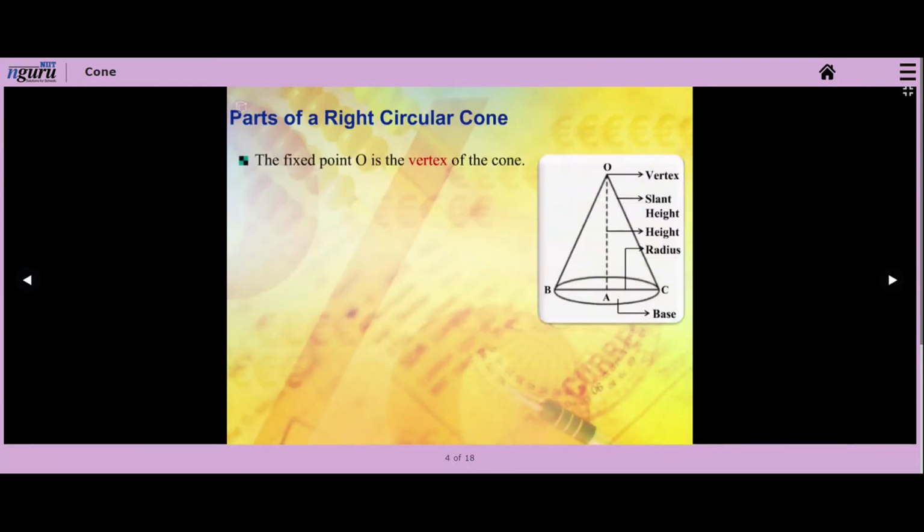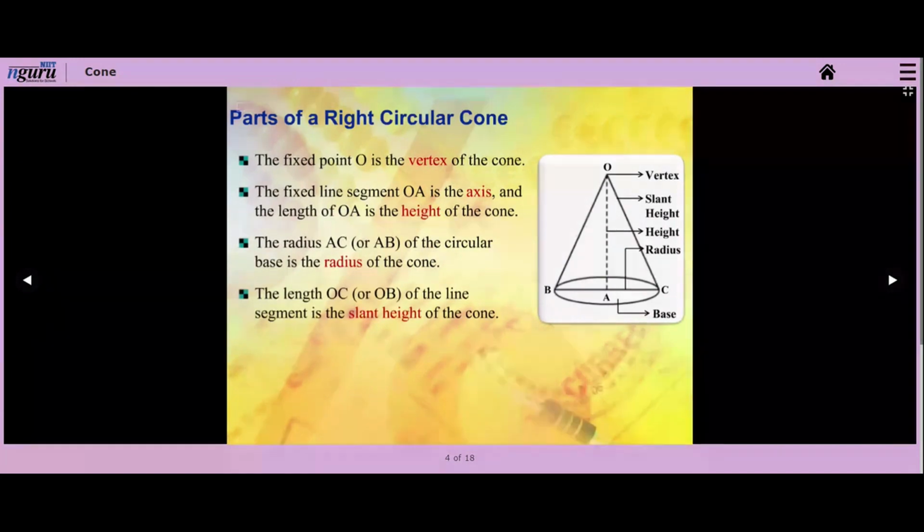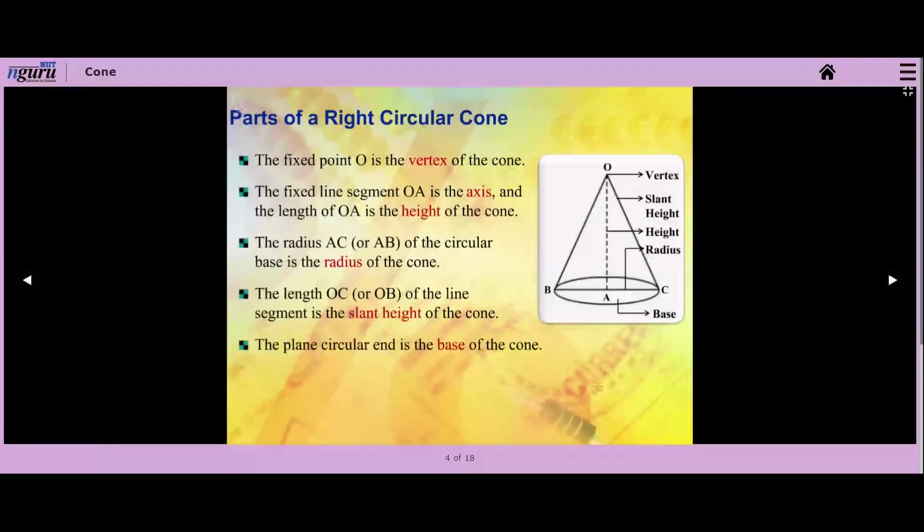Let's learn about the parts of a right circular cone. In the given figure, the fixed point O is the vertex of the cone. The line OA is the axis, and the length of OA is the height of the cone. The radius AC or AB of the circular base is the radius of the cone. The length OC or OB of the segment is the slant height of the cone. The plane circular end is the base of the cone.